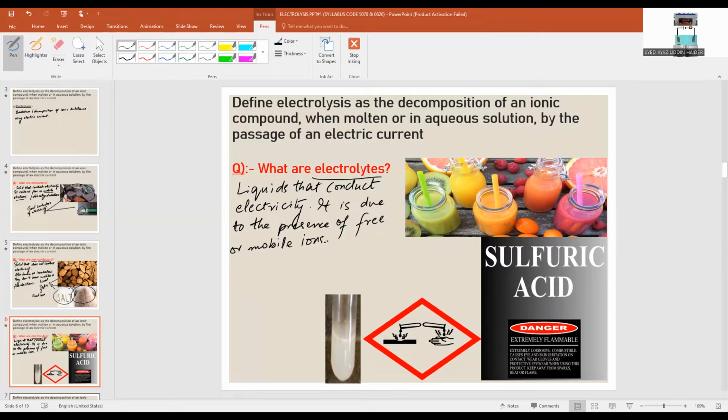Besides molten salts, fruit juices, acids, alkalis, and salt solutions also act as electrolytes. This is alkali, calcium hydroxide, or lime water. This is acid, sulfuric acid. They also act as electrolytes.